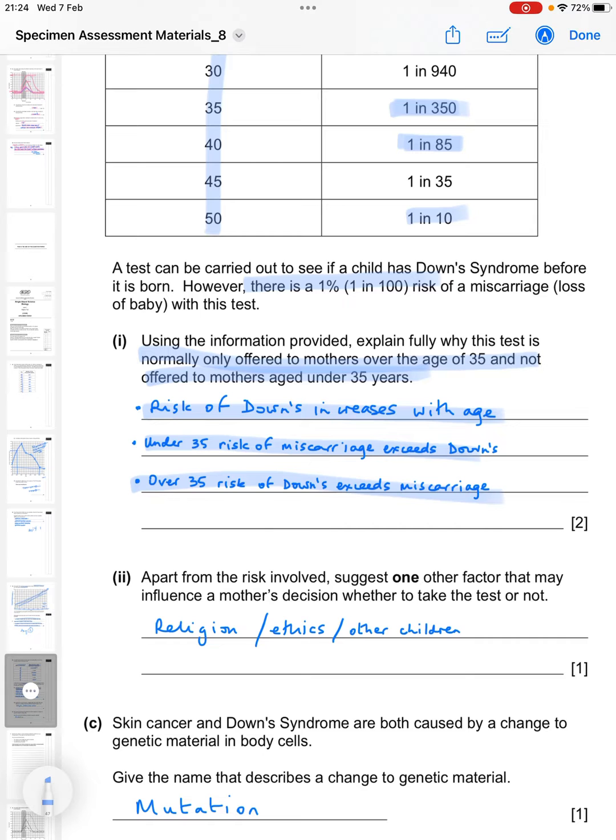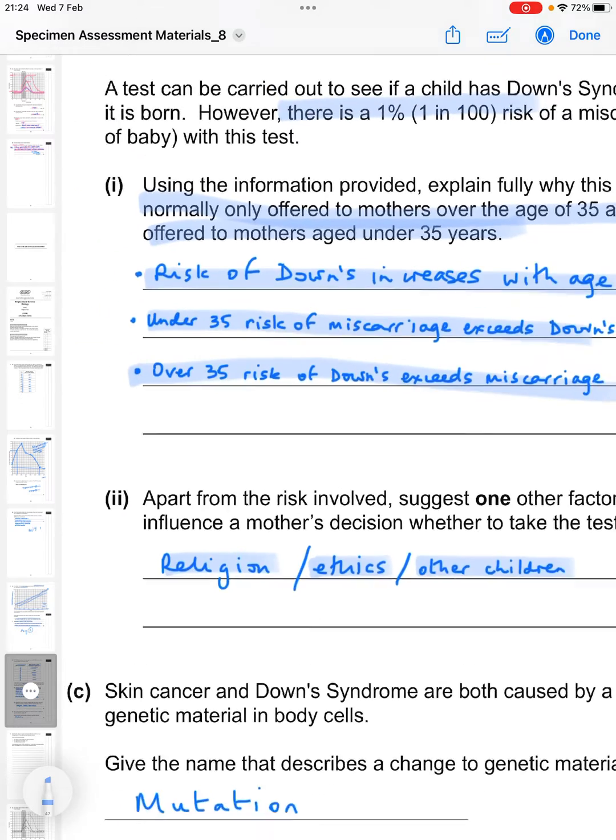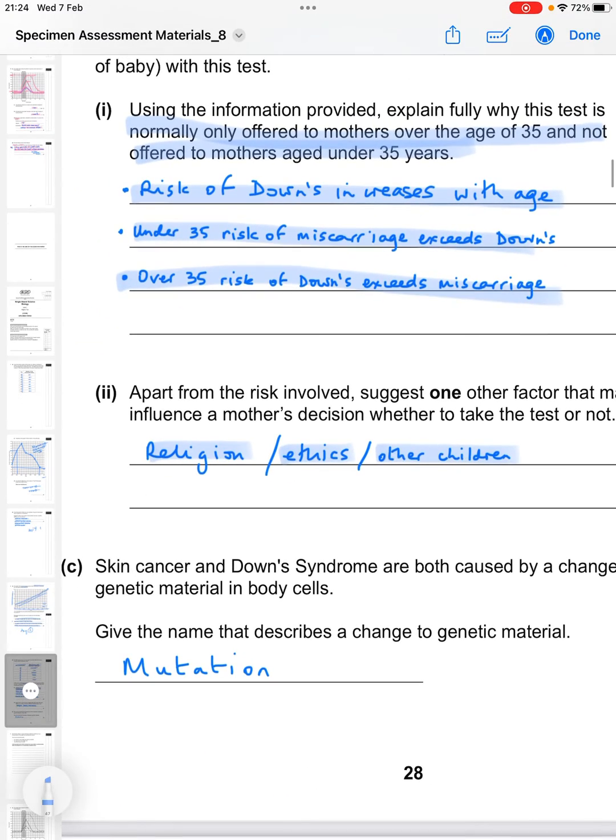Part 2, apart from the risk involved, suggests one factor that may influence a mother's decision whether to take the test or not. So this is where you could talk about her different religious views, or ethical issues, or her responsibility towards other children, and maybe not wanting to have a dependent child with Down syndrome who might have to rely on the other children after she's gone. She might not want to put that burden on them.